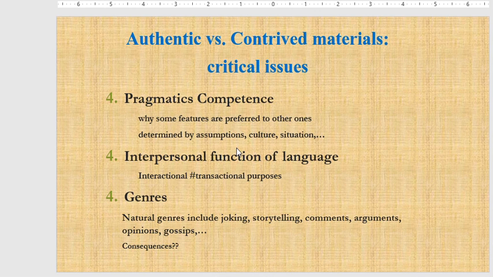Okay, let's go to the next topic. Here I need to change the numbers. Let me change the numbers. Okay, pragmatic competence.